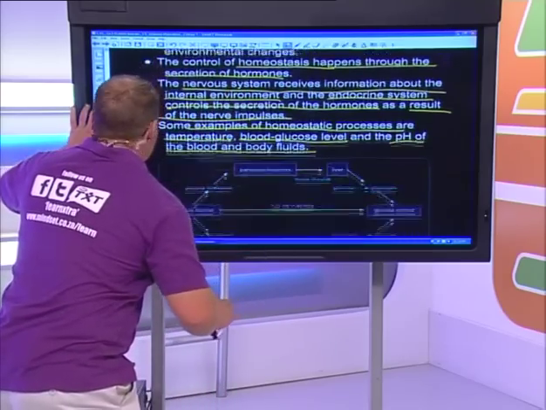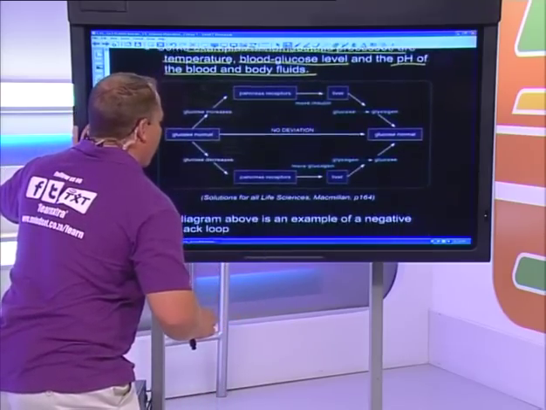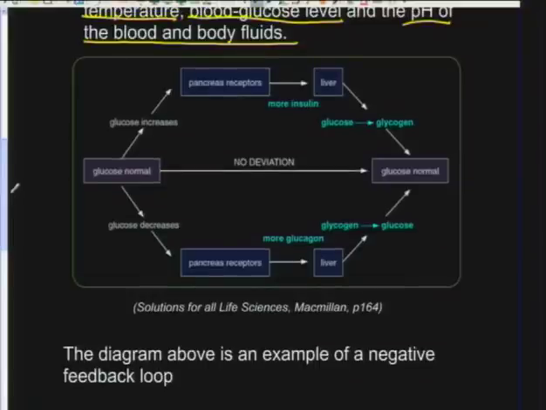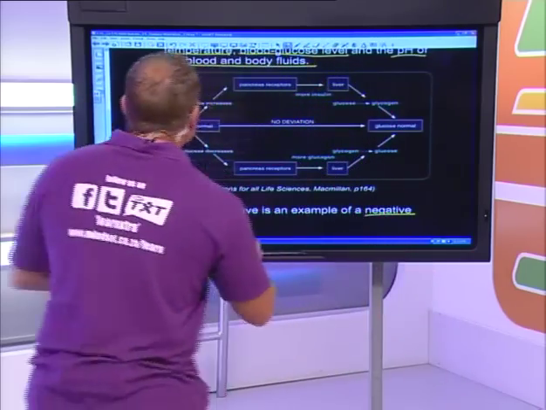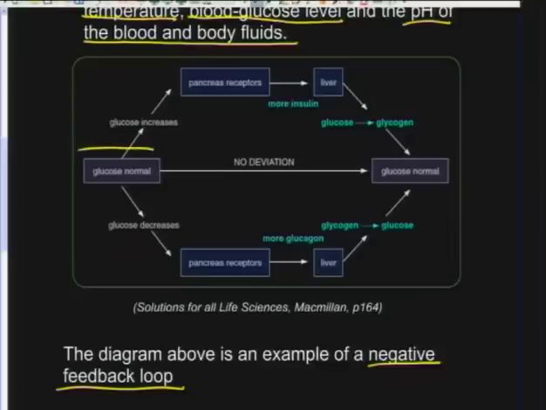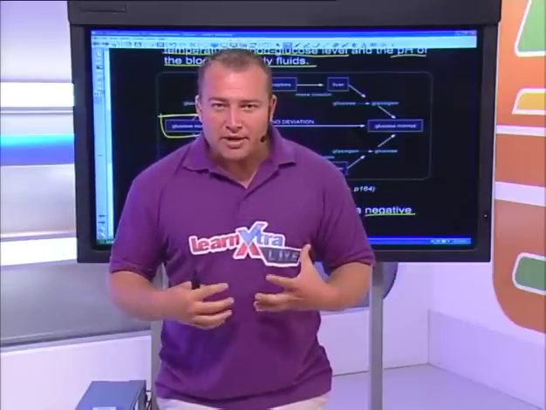Now, let's have a look at this. I brought this here because this is the best way I can show you. This is called a negative feedback system. It's a negative feedback loop. It means when the one works, the other doesn't, and when this one works, this one doesn't. So let's have a look at it. Glucose. Your normal glucose level. That's what we're working with round about now. I'm at my normal glucose level, how much glucose I've got in my body, right?